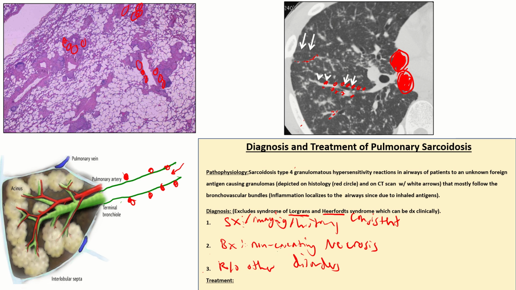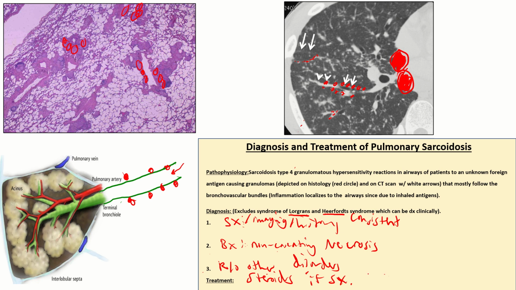Lastly would be treatment. So treatment really is going to be steroids. Now in this case, the patient was asymptomatic. You really only start steroids if the patients are symptomatic. So if someone just has mediastinal lymphadenopathy, no reason really to start steroids. It's not hurting them. They're going to get more risk from the steroids than benefit.